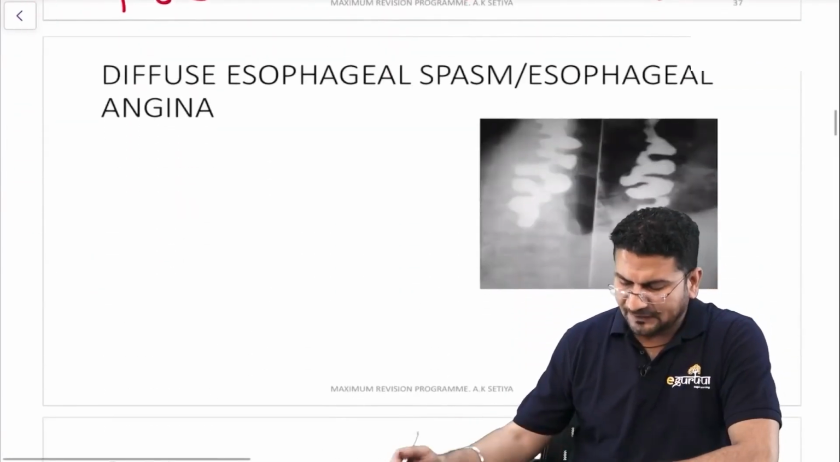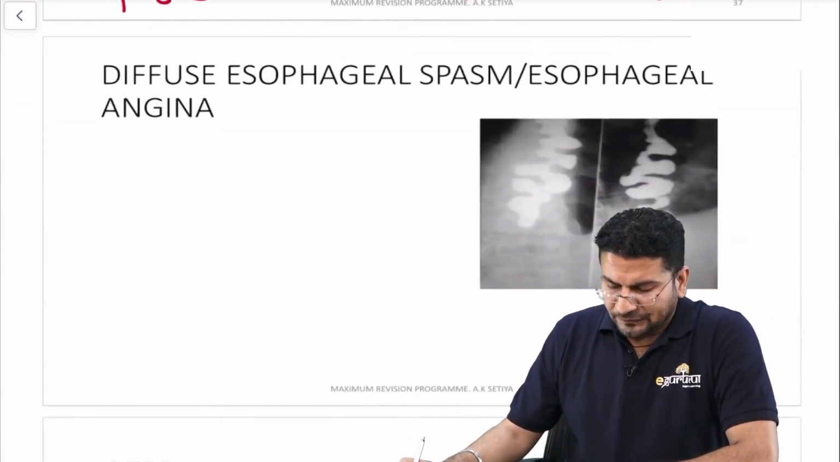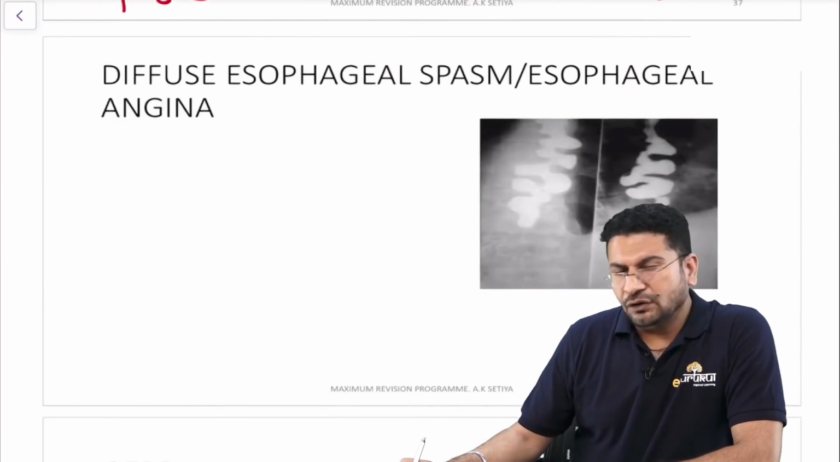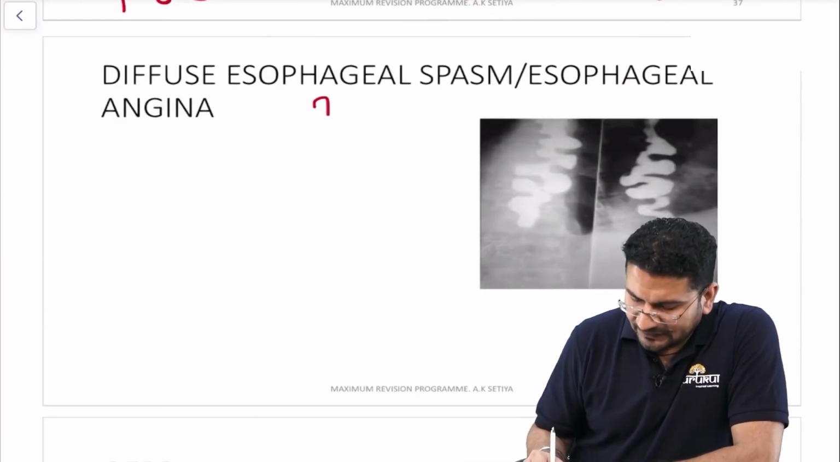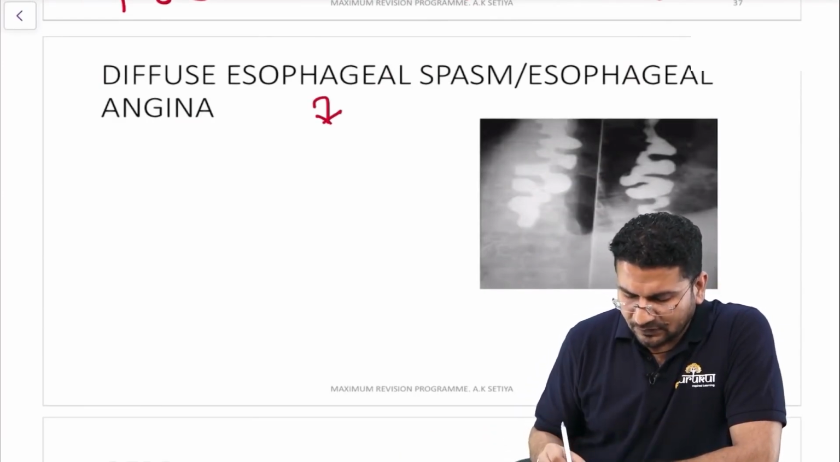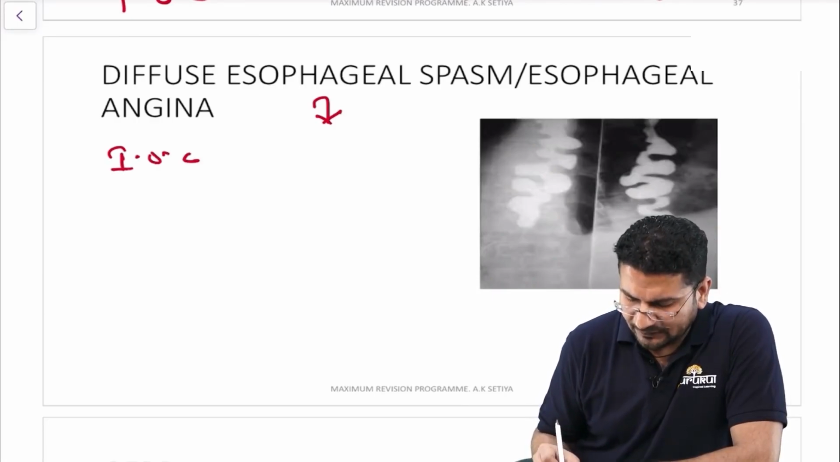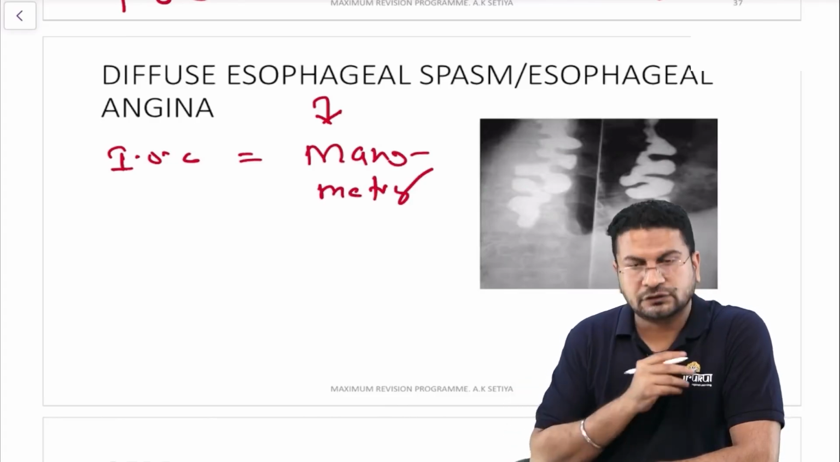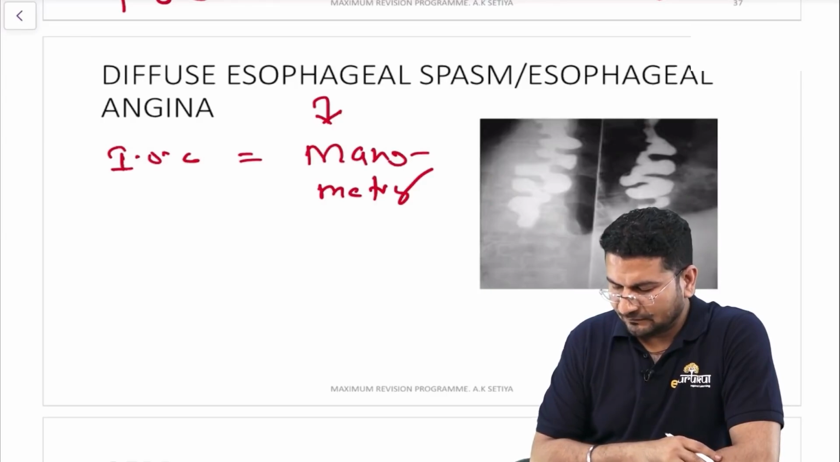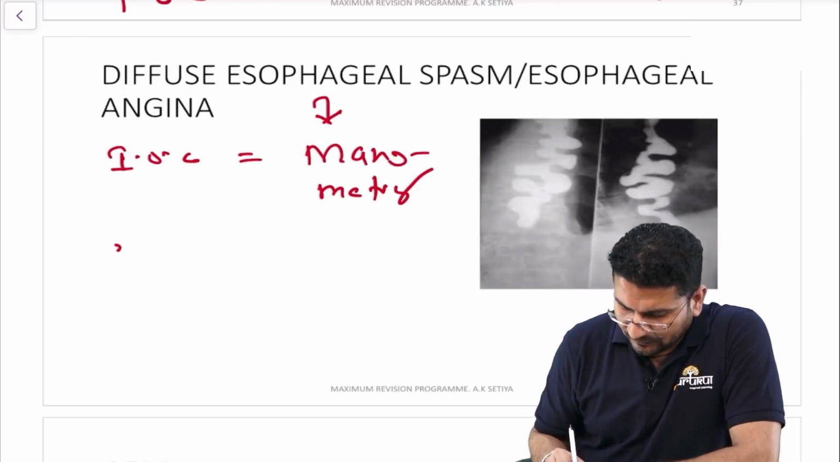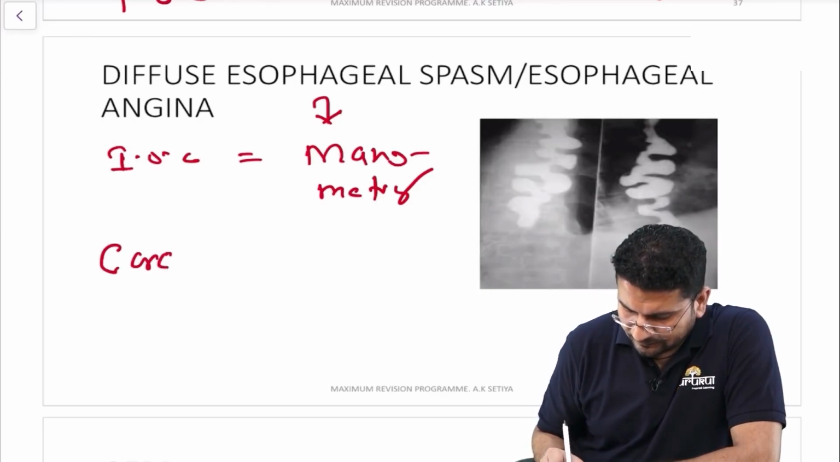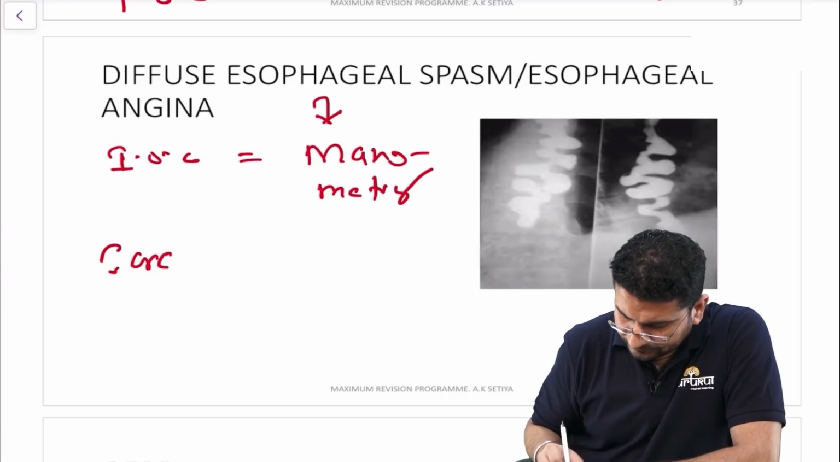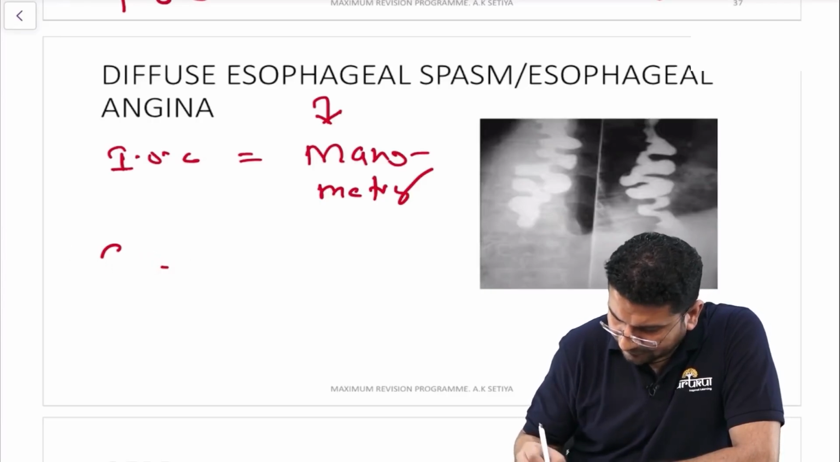Diffuse esophageal spasm or esophageal angina. So this is how it looks in barium swallow. This is also a tone problem, so how do we diagnose? This is also diagnosed by manometry. If you see the appearance, we call this corkscrew appearance.